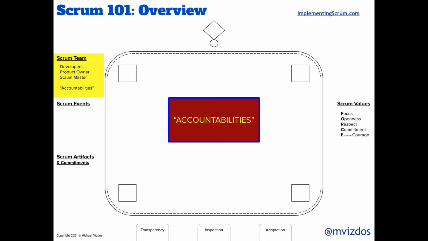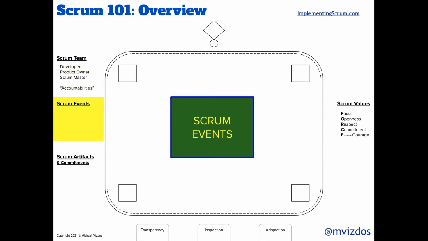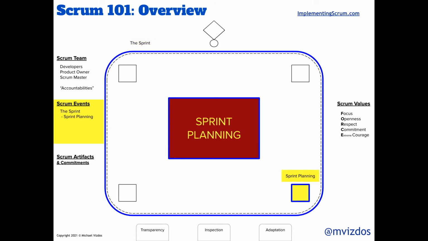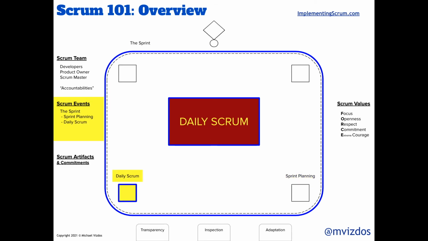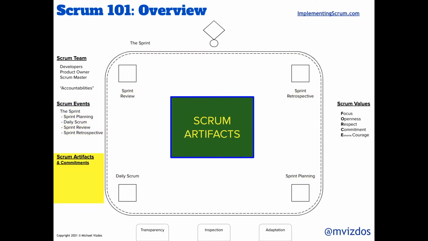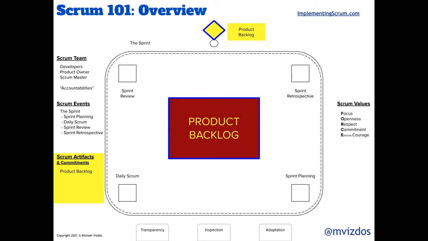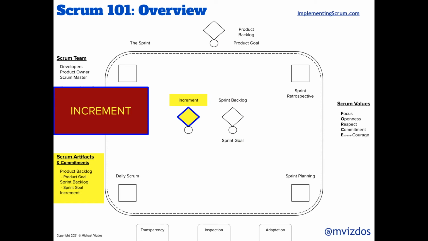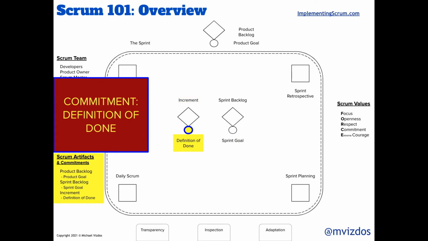These are now accountabilities. There are 5 Scrum events. The container for all other events is called the sprint. It includes sprint planning, the daily Scrum, sprint review, and sprint retrospective. There are Scrum Artifacts and commitments to those artifacts. They include a product backlog with a commitment called a product goal. There's a sprint backlog with a commitment called the sprint goal. There's an increment with a commitment called the definition of done.